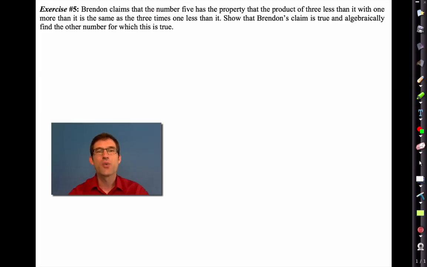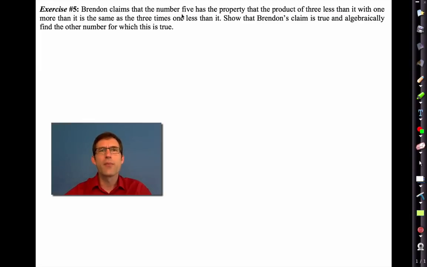Okay, so what I'd ask you to do now is pause the video and try to do both parts of this problem. Show that Brendan's claim about the number 5 is correct, and then try to model this problem algebraically to find the other number for which this is true. All right, let's do it.